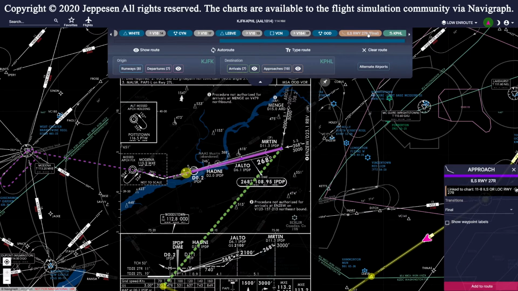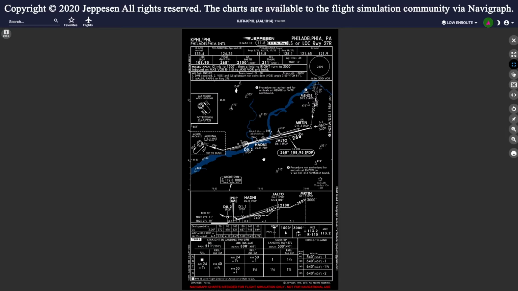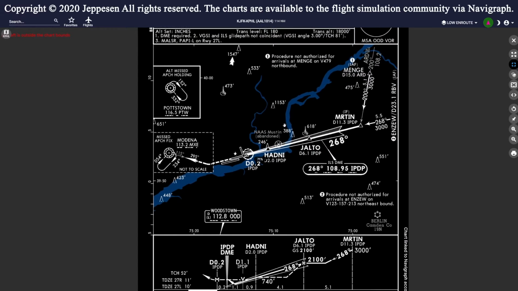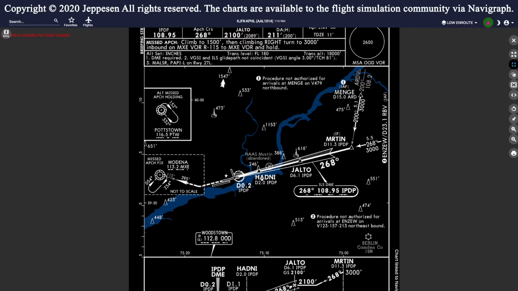So if we want to just get rid of that, we can just quickly click windowed. And then we can really just look at this. We can see Jalto, Martin, Hadney, and we see the ILS DME here. And we can see that the frequency of the ILS approach is 108.95, and the course is 268.